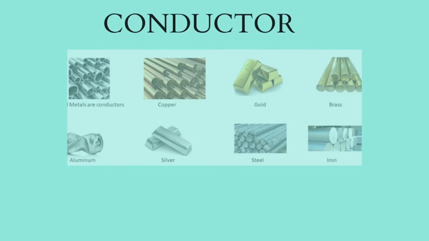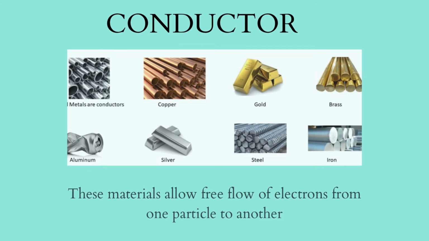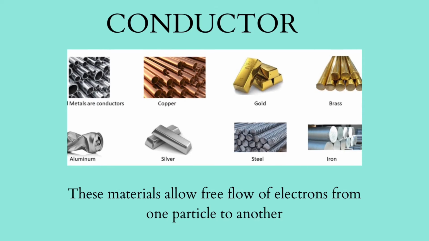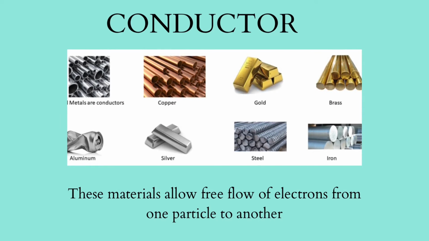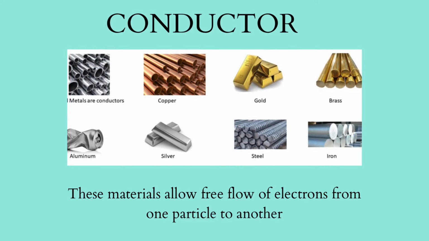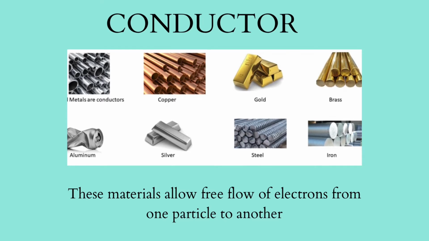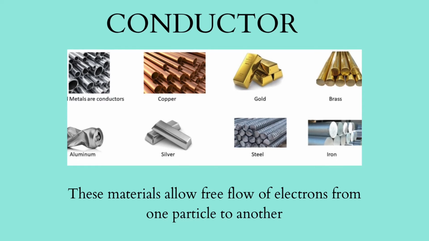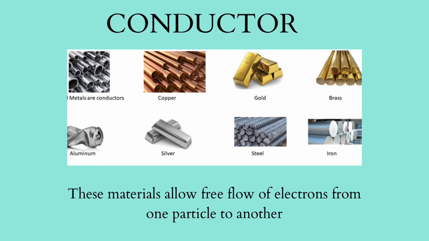The number of electrons that are able to move governs the ability of a particular substance to conduct electricity. Based on this, substances are classified into conductors and insulators. Conductors are materials that allow free flow of electrons, whereas insulators don't allow electrons to move freely.